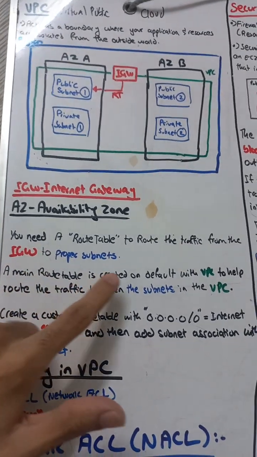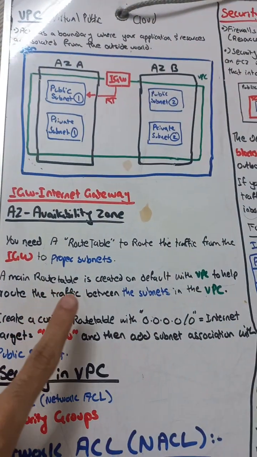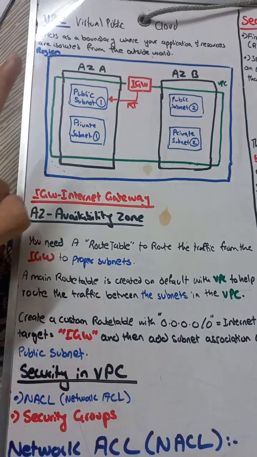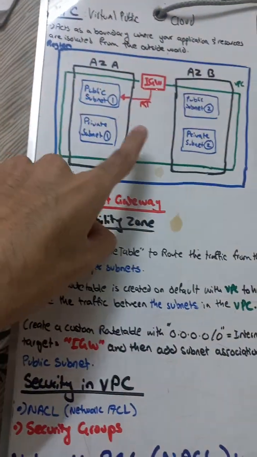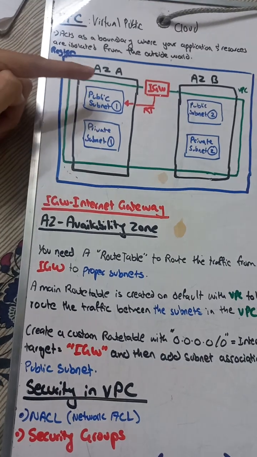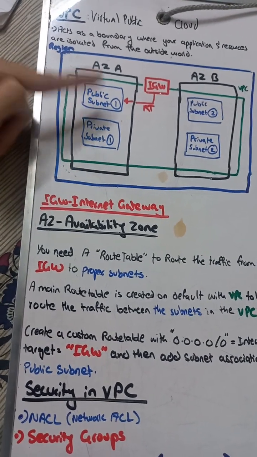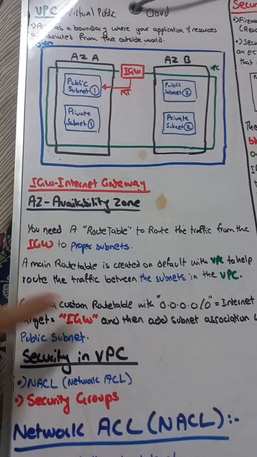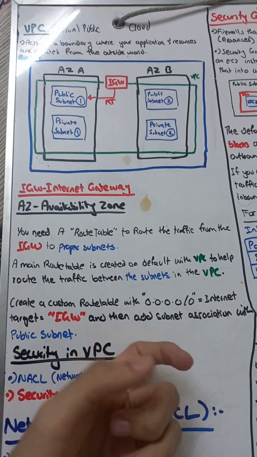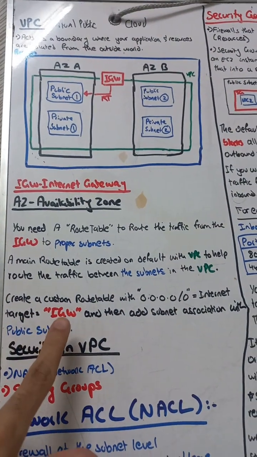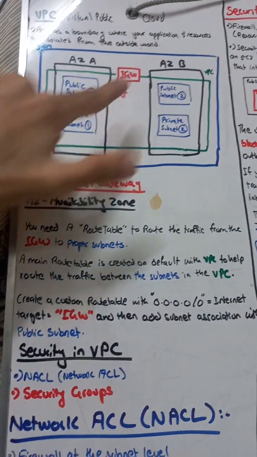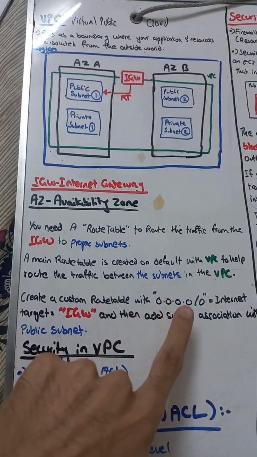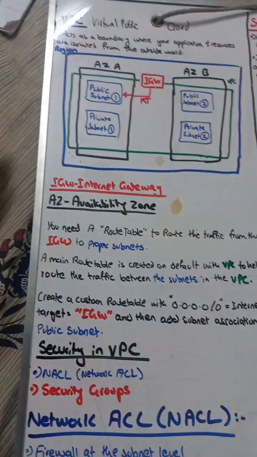A main route table is created by default with the VPC to help route the traffic between these subnets in the VPC, which means when you are creating your VPC, there is one route table which is already created inside this VPC, which can allow your public subnets and private subnets to communicate with each other very easily. Then you're also creating a custom route table with 0.0.0.0/0, which basically means the internet, with target equal to internet gateway. So you're creating this custom route table to allow the internet, which is 0.0.0.0/0, to communicate with this public subnet.